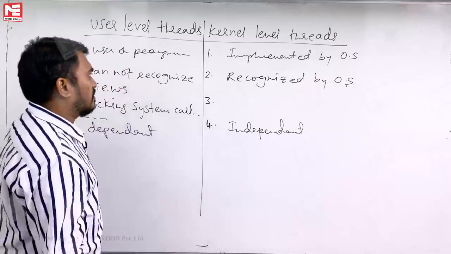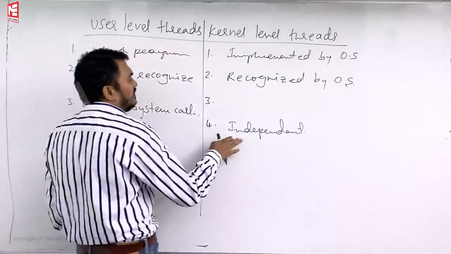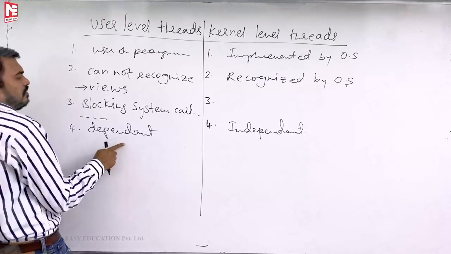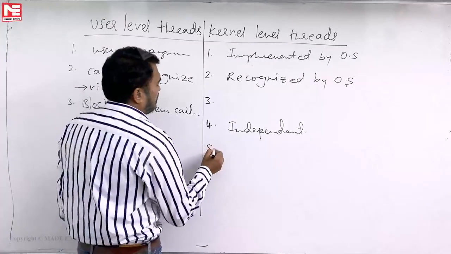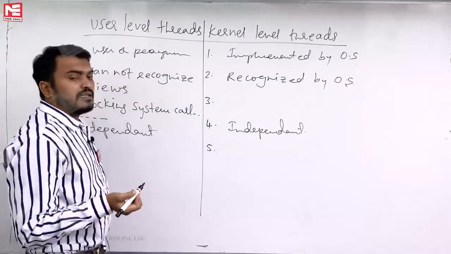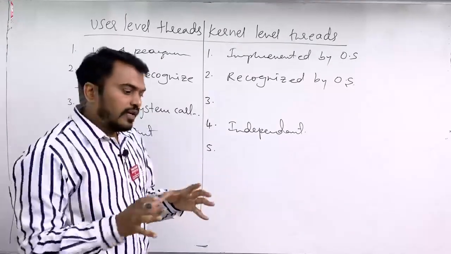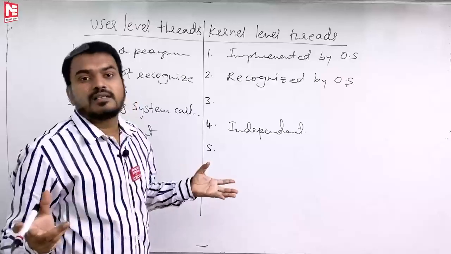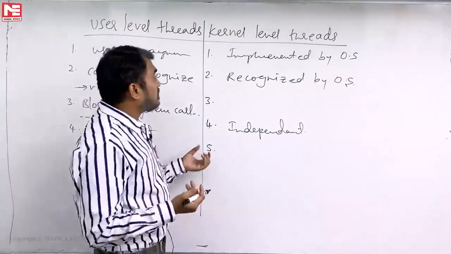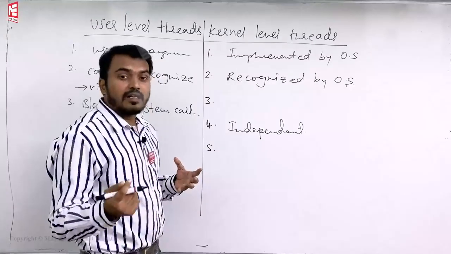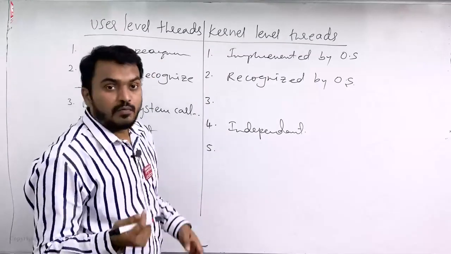So listen carefully. Kernel level threads are designed as independent threads, and user level threads are designed as what? Dependent threads. Okay, and next point. Remember, when you say kernel level threads are independent threads, it means they are divided separately, and there is no dependency between one thread and another. So the implementation of kernel level threads is more complicated, more difficult.